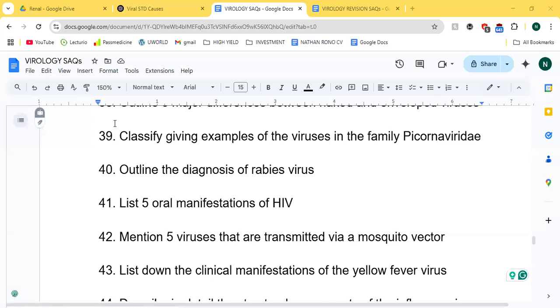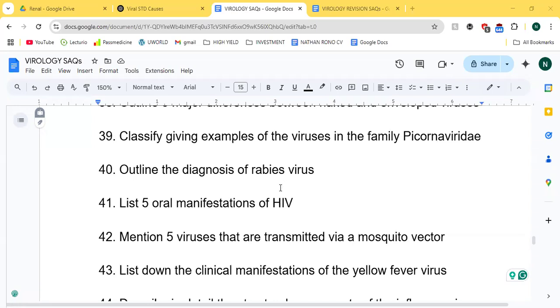So one thing to mention, I chose rabies for no apparent reason. When you see this question, they can ask any virus: outline the diagnosis of X virus. You remember when we were doing the question on short notes? So here they're asking about diagnosis.